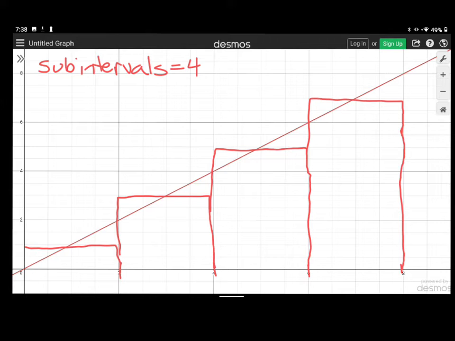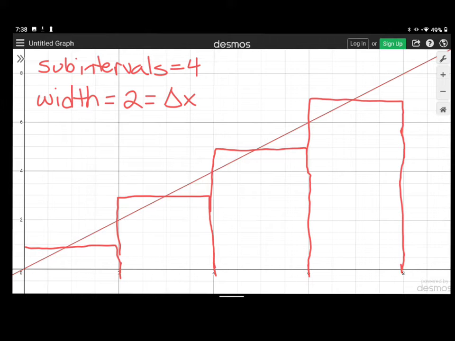Now, I want to point out that since we started with our overall interval from 0 to 8, and we've split those into 4 subintervals, 4 little sections, then what we can say is that our width is equal to 2 now. And what we could also call that is just the change in x. So the change in our x value on all of these subintervals is now 2, okay? And this is going to be part of our notation as we move forward.